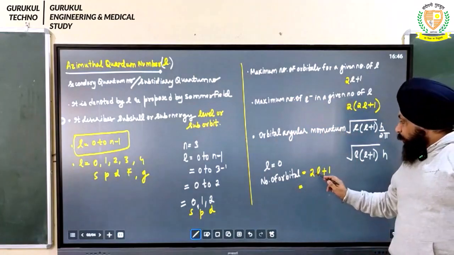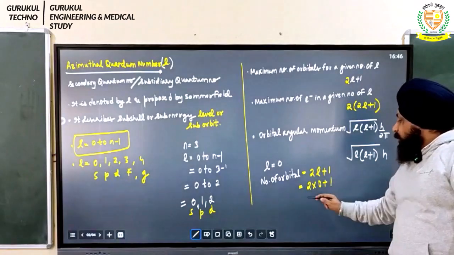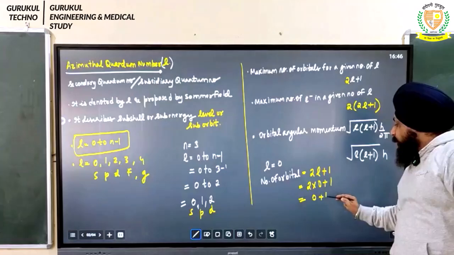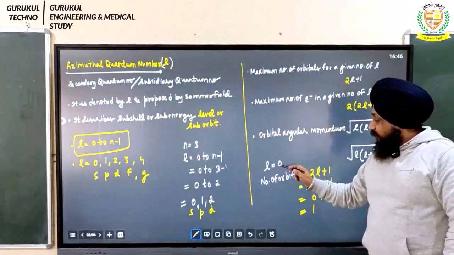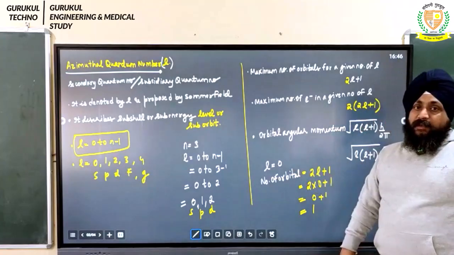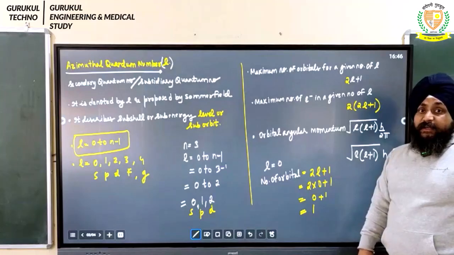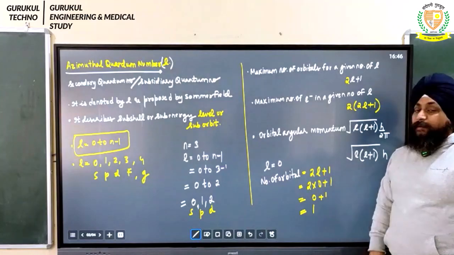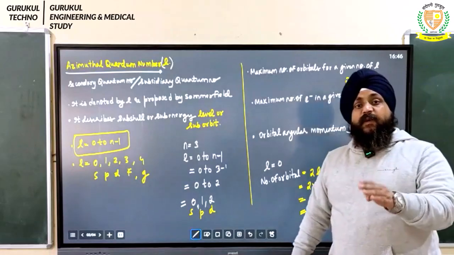So here we will say it is 2 into 0 plus 1, so it will be 0 plus 1, which is 1. What if we take 1 over here? It will become 2 into 1, that is 2, and 2 plus 1 will become 3. So you know p contains 3 orbitals: px, py and pz.